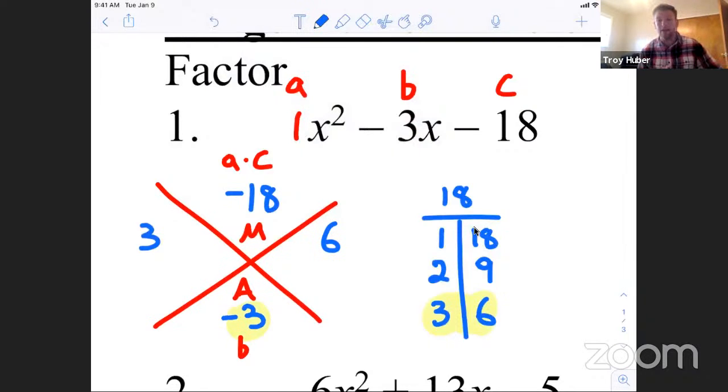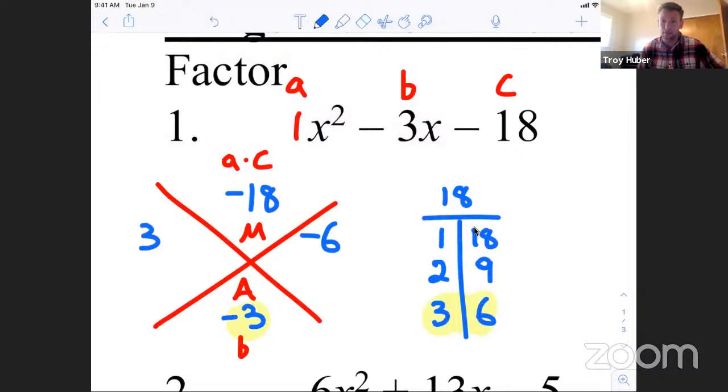But again, I have to make one of these negative. Notice that it has to add, so these two have to add to a -3. So I actually want to make this a -6 because when I do -6 plus 3, that's going to give me -3. And that's how we do our factoring.